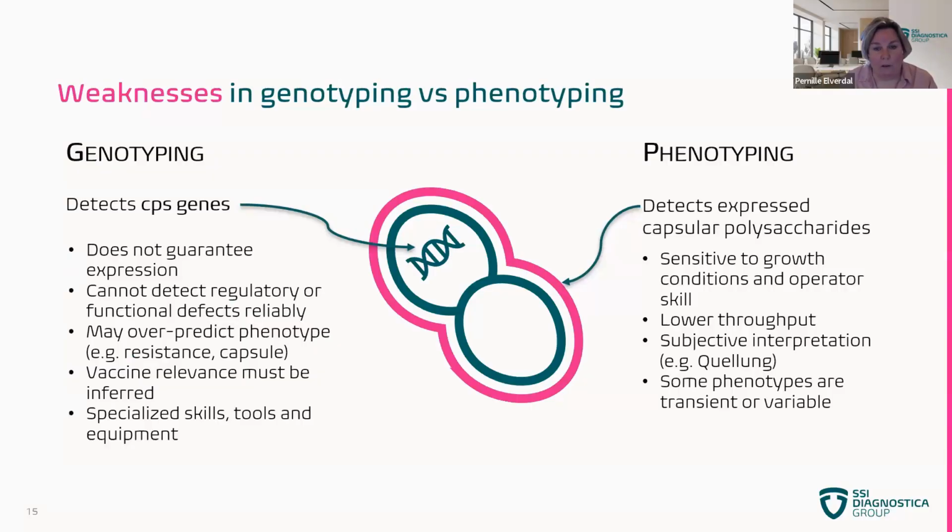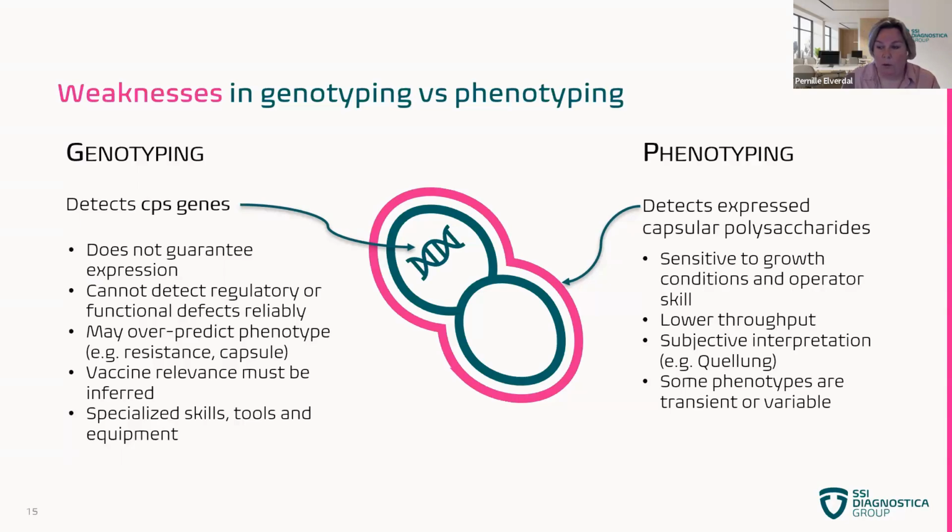If we then look at the weaknesses, for genotypic methods, it doesn't guarantee the expression of the gene. It cannot reliably detect regulatory or functional defects, and the vaccine relevance must be inferred. It requires specialized skills, tools and equipment, whereas the weakness of the phenotypic method is the sensitivity to growth conditions and the operator's skill to do the testing in the microscope.